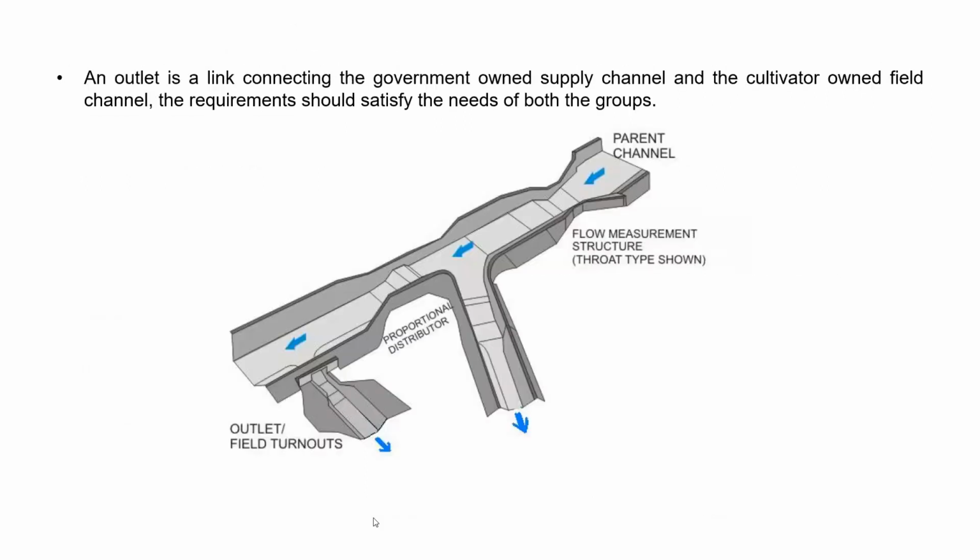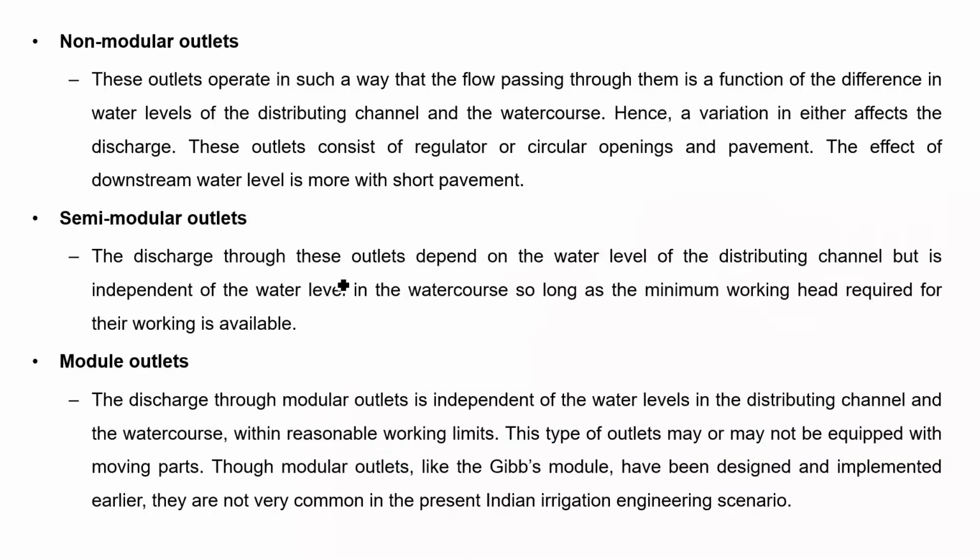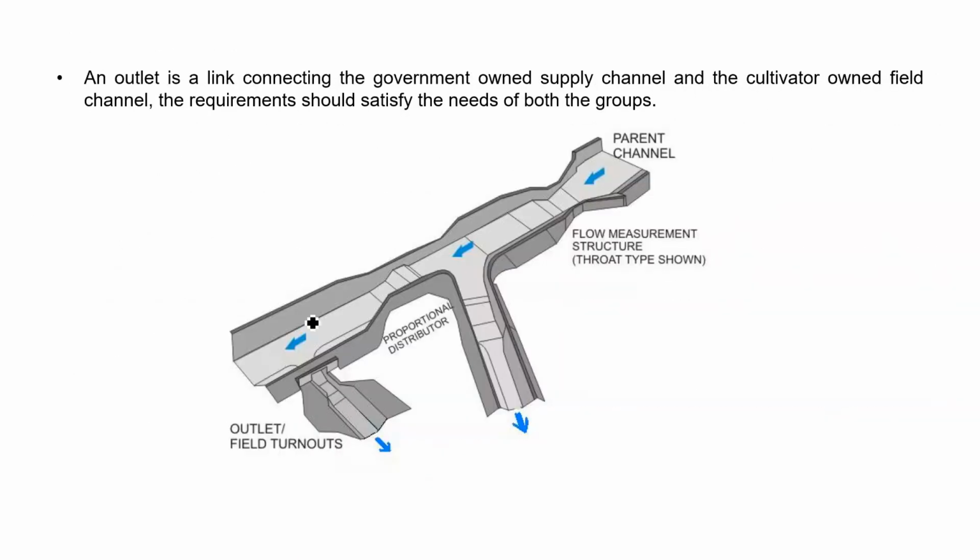So canal outlet is a very important structure in the irrigation system. It is a link between the supply channels and the water course or the cultivator owned field. Depending upon various factors, these outlets are categorized in 3 types: non-modular outlets, semi-modular outlets and modular outlets. All these outlets are generally classified on the basis of discharge through them.